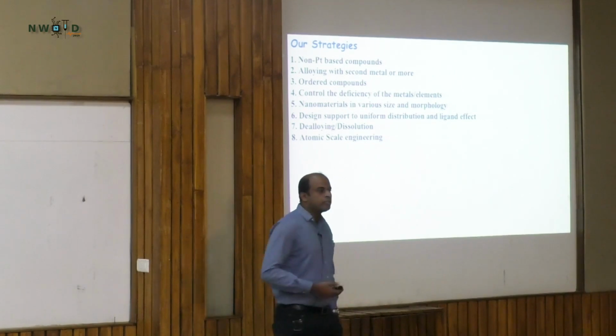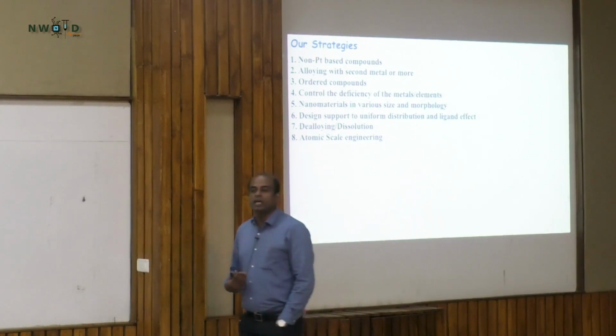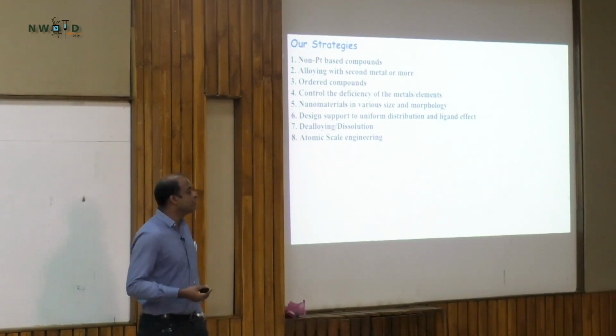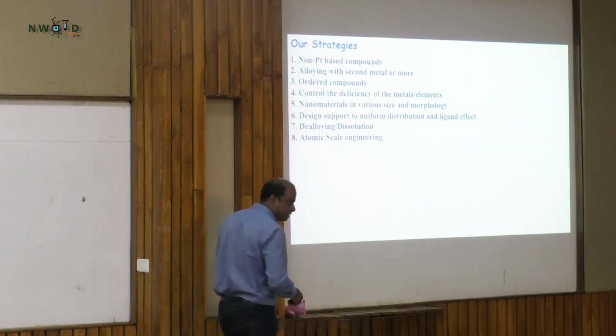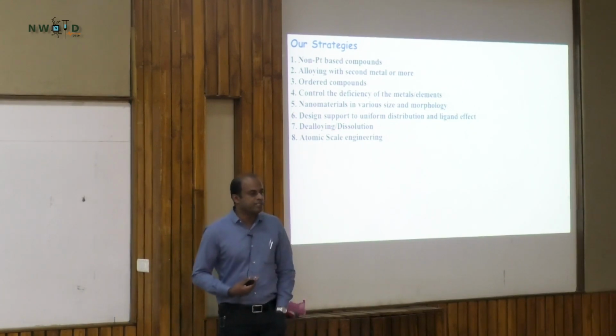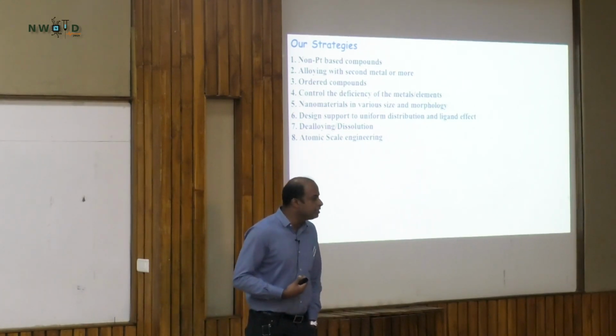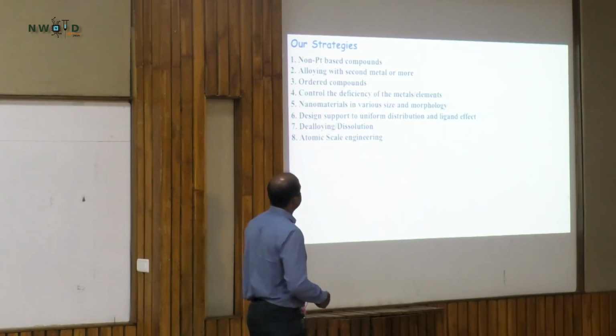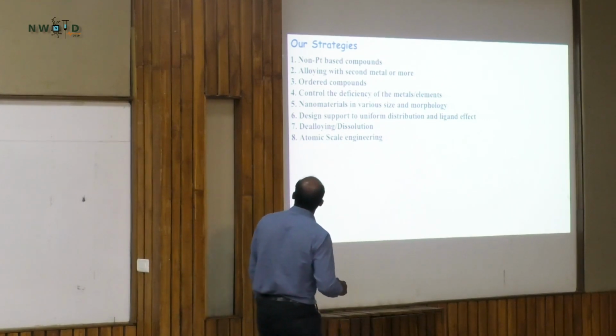And ordered compound. An ordered compound is nothing but arranging the active species in the vicinity of inactive species. You don't need any supporting material. The deficiency you can tune; it depends on how strategically good you are in designing. And that also changes the electronic structure.